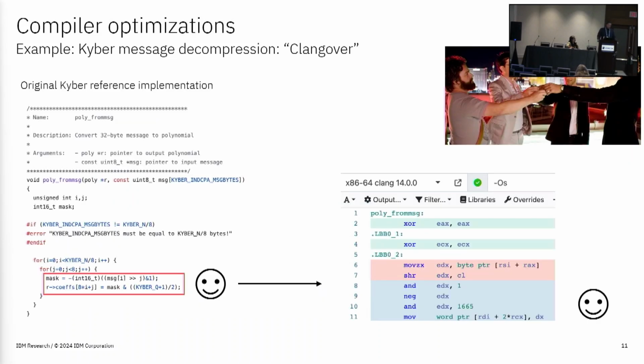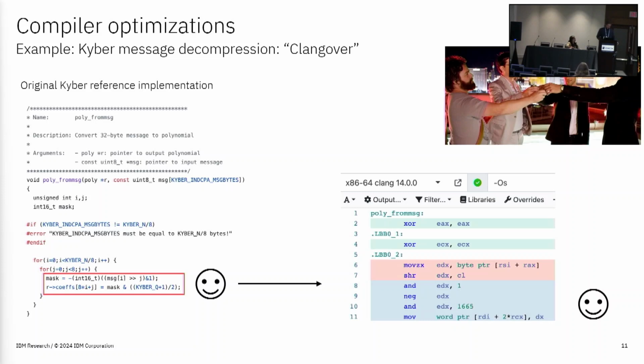And then if you want to compile this, it looks fine, right? So that's using Clang version 14 with OS flags. If you look at the assembly output there, it only has logical operations. So that looks very nice.